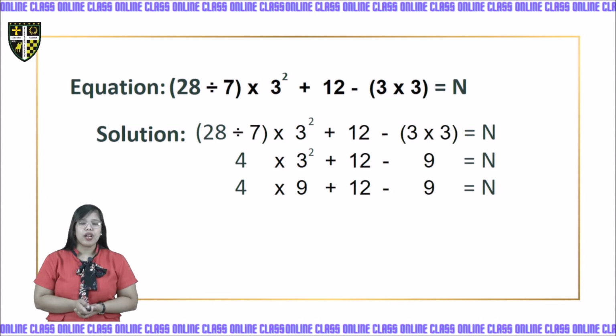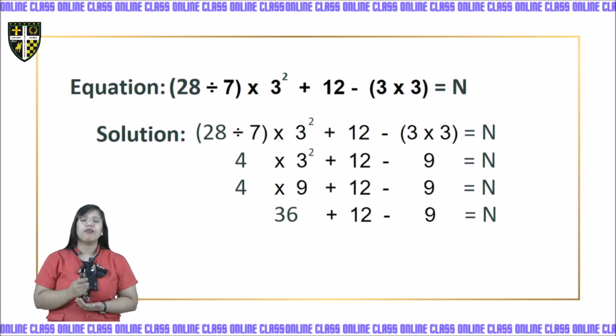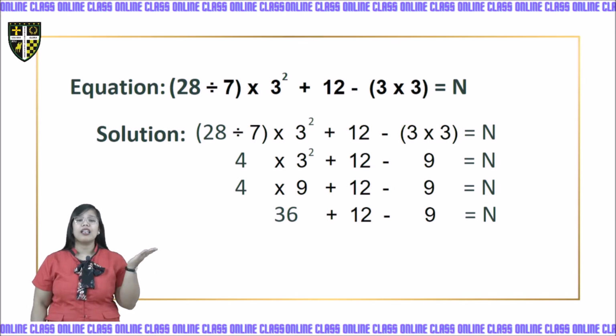And the next one is, we will proceed to multiplication. So, we will multiply 4 and 9. So, 4 times 9 is 36. And then we will just copy plus 12 minus 9 equals n. And then now, we will proceed to addition. So we need to add 36 and 12.